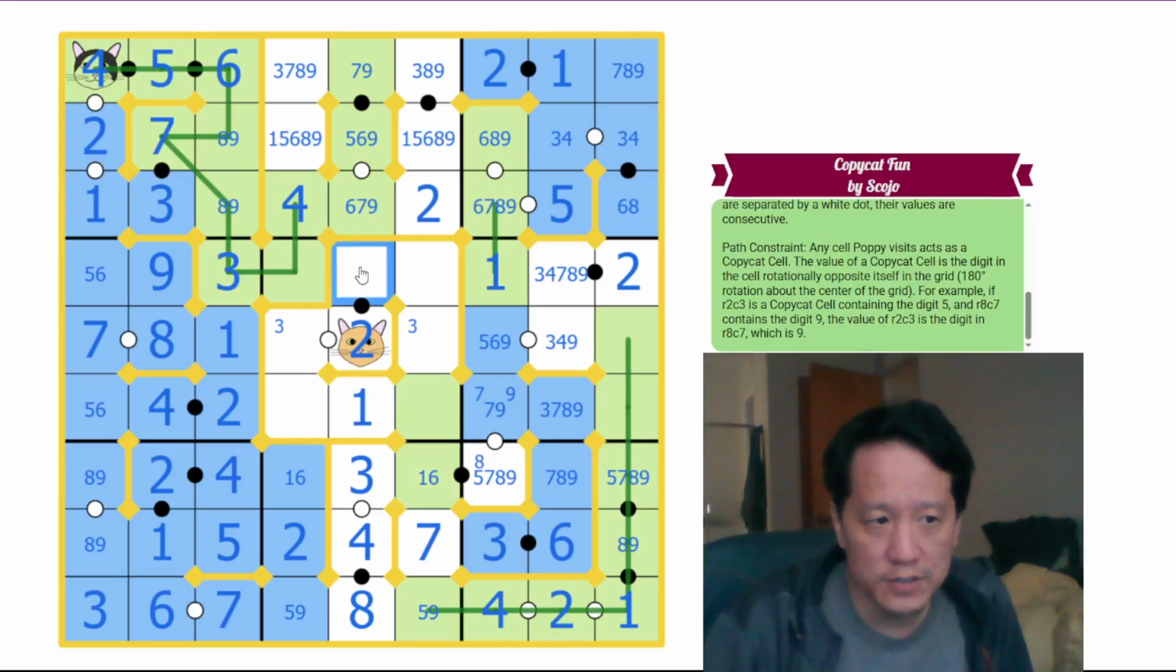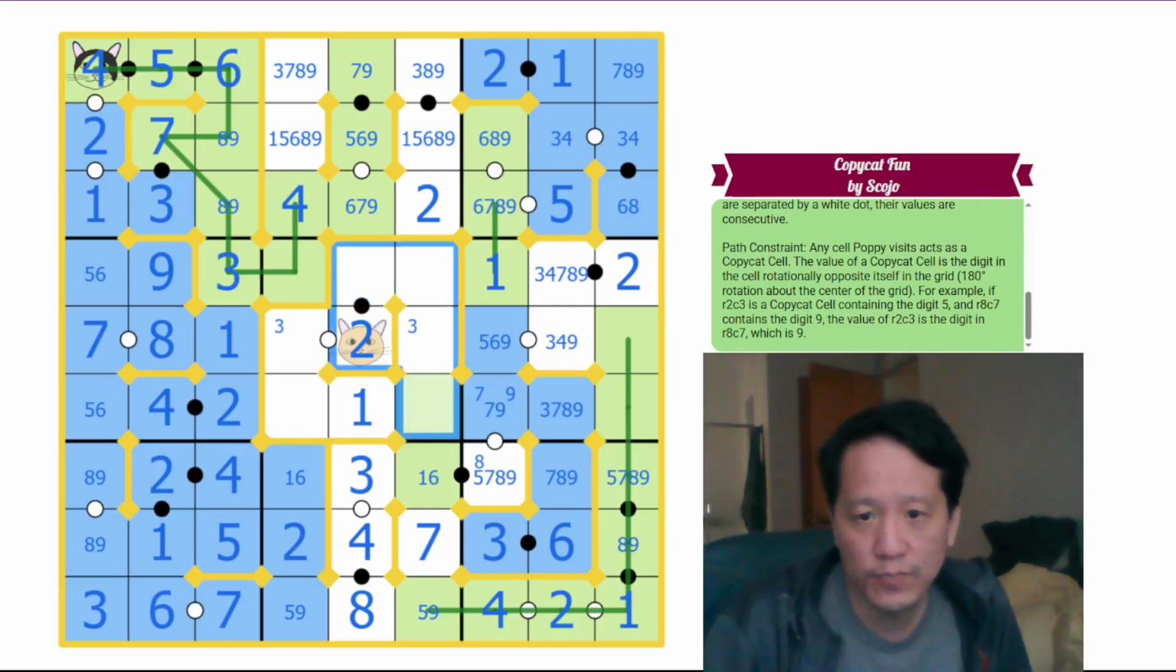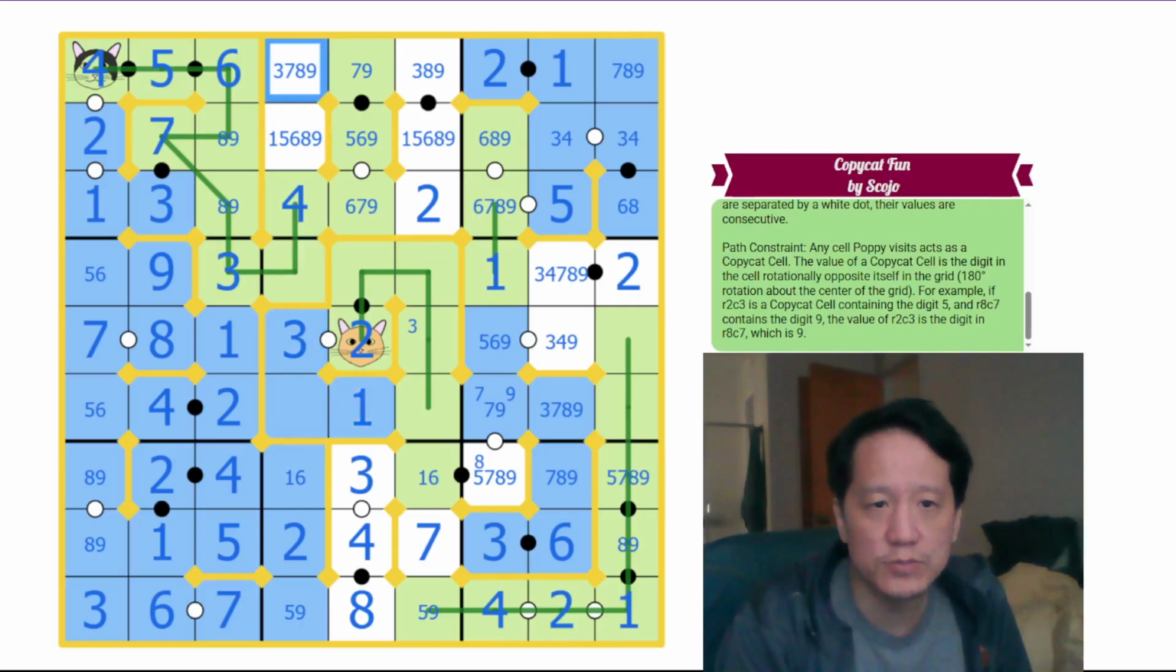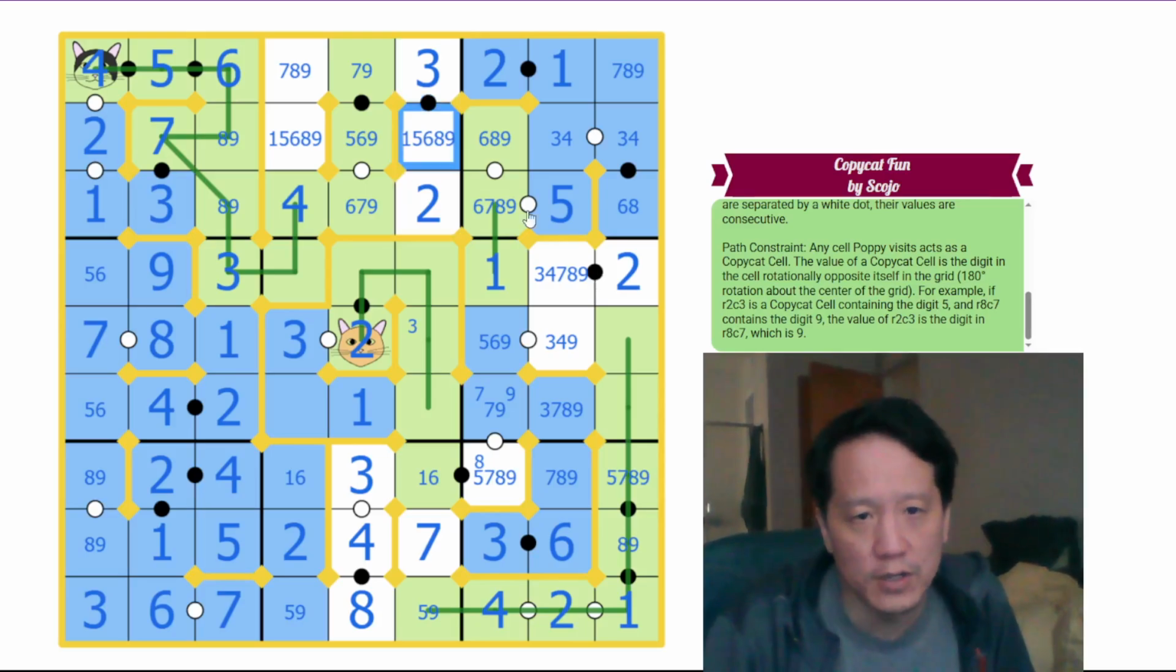So that means this cannot be in a 1 to 2 ratio with normal digits. Therefore, the copycat must go this way. So the copycat goes there, which means none of these are copycat. So this must be a 3 here, which eliminates 3 in the rest of the column. So this is 3 over here. This could be copycat or non-copycat, we don't know.